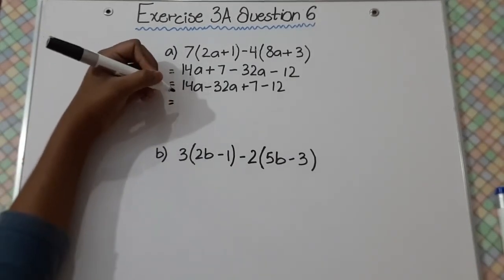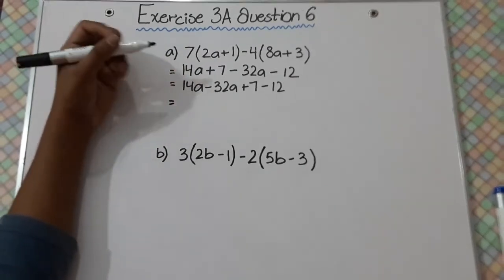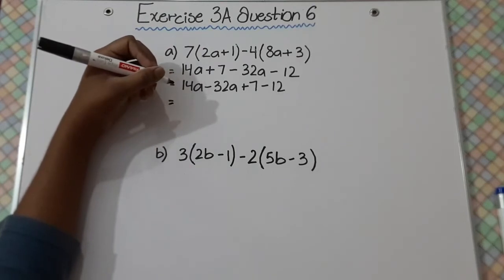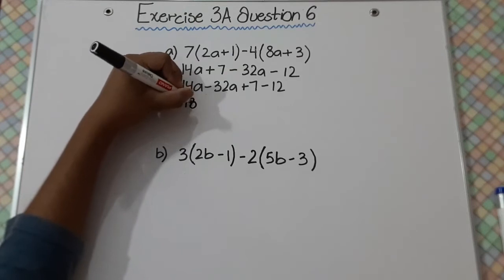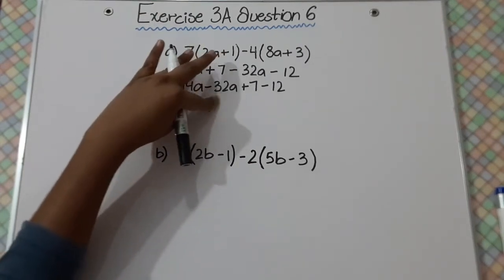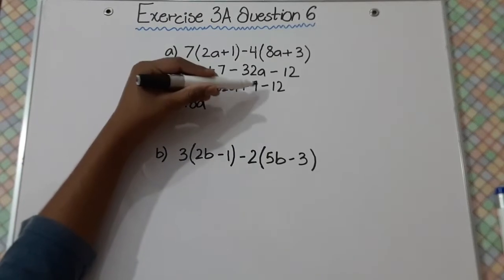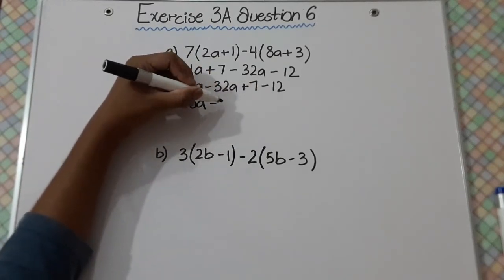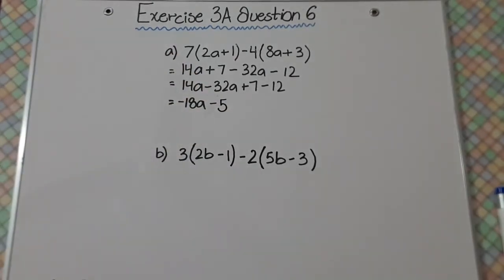14a minus 32a. So 14 is a smaller number than 32, so the answer would be negative. 14 minus 32 would be 18, minus 18a. And then plus 7 minus 12, plus minus is minus, and 7 minus 12 is 5. This was part A. The final answer is minus 18a minus 5.